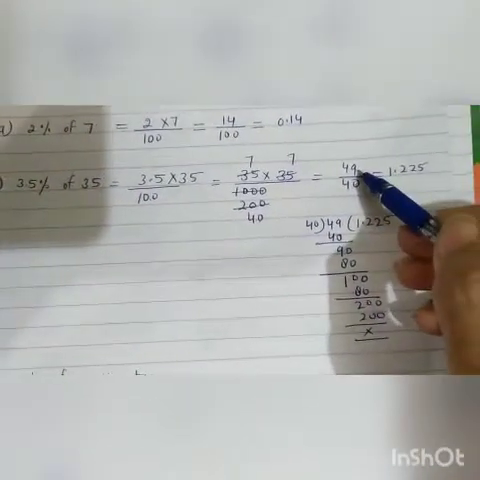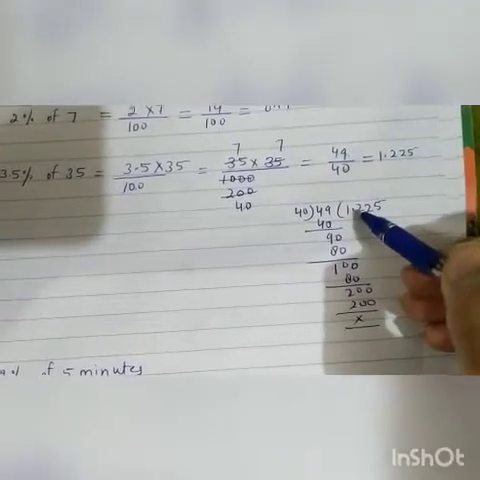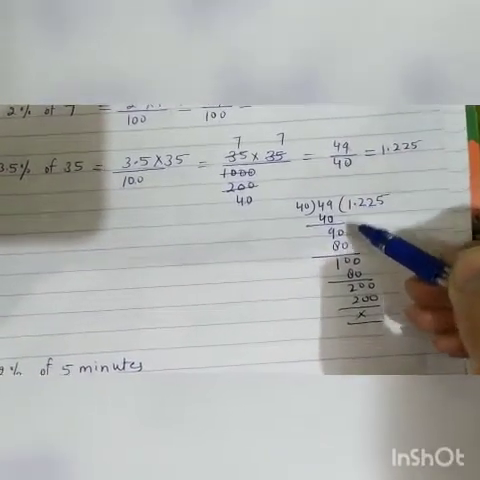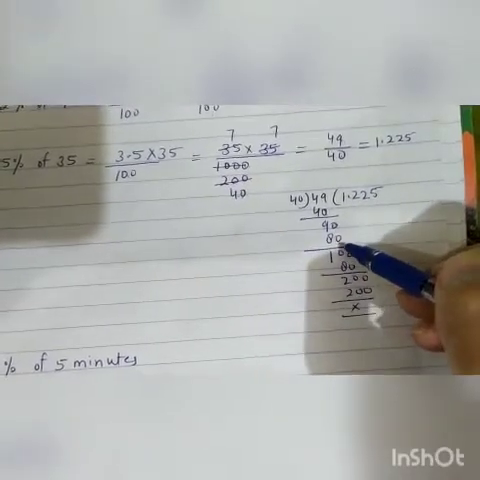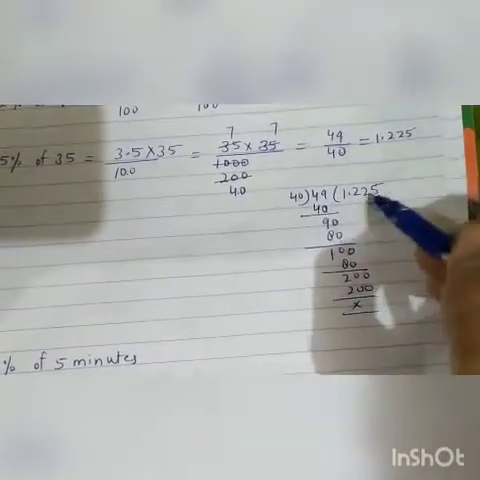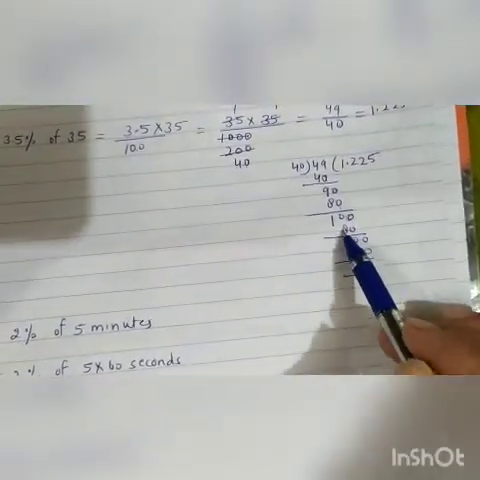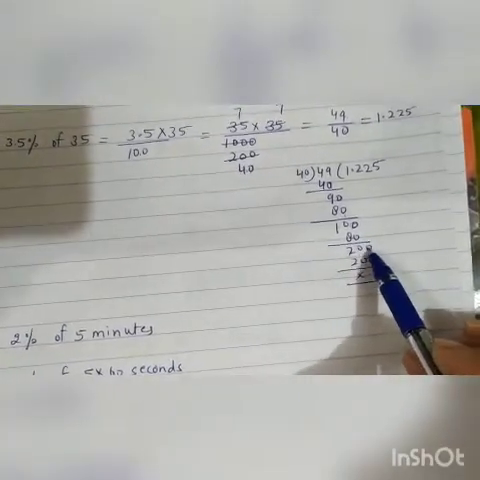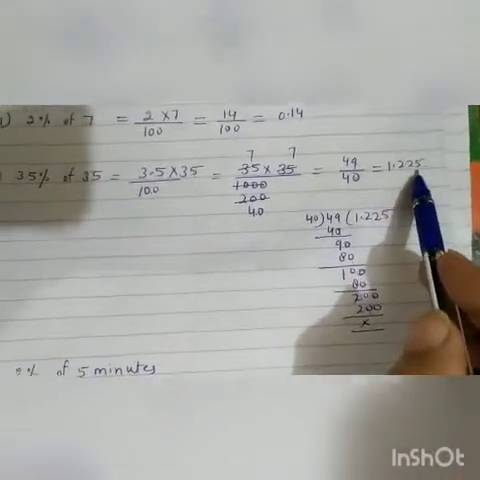We will divide this 49 by 40. 40 ones are 40, 9 remainder. Then put decimal here and add 0 here. 40 twos are 80. Then 0 minus 0, 0, 9 minus 8, 1. Again add 0. Then 40 twos are 80. Then 0 minus 0, 10 minus 8, 2. Again add 0, 40 fives are 200. So it is 1.225.